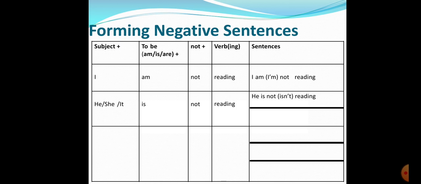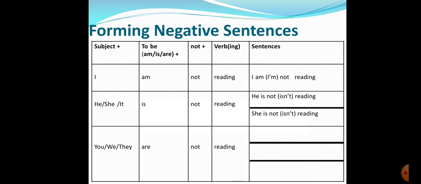You can also combine is plus not, that becomes isn't. So he is not reading, he isn't reading, both are correct. Same way, she is not reading, she isn't reading. Let's go to the third one.